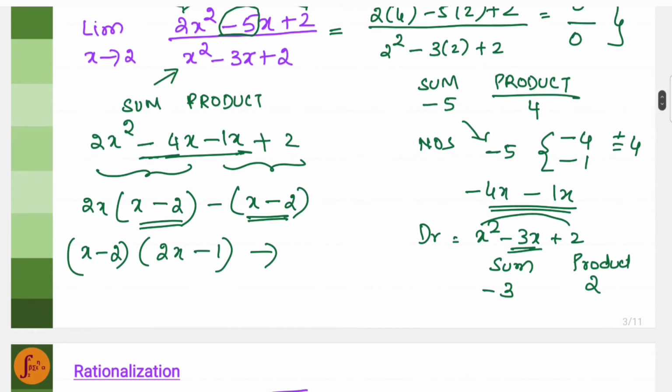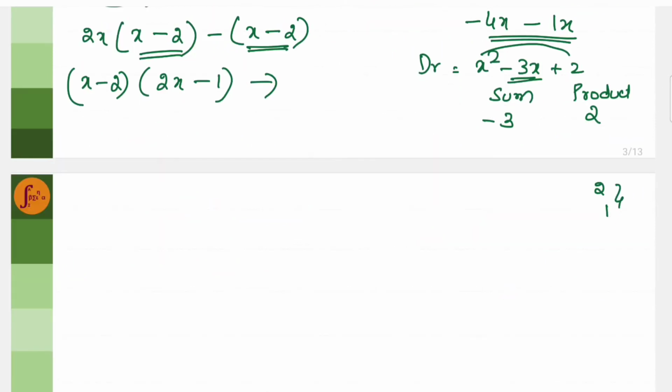So what will be the two numbers? It can be 2 and 1. If you multiply 2 and 1, you're going to get 2. If you add 2 and 1, you're going to get 3. But we need minus 3 here. That means both of them should be minus, because minus 2 and minus 1 is minus 3. Minus 2 into minus 1 is plus 2. So the numbers, or the factors, are x minus 2 and x minus 1. These are the factors.